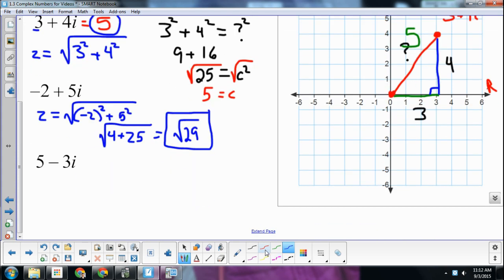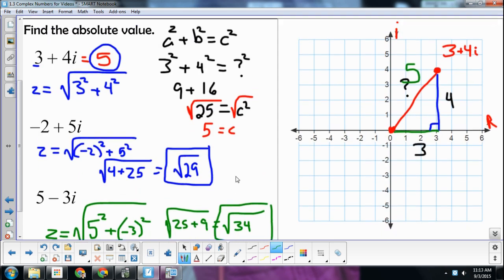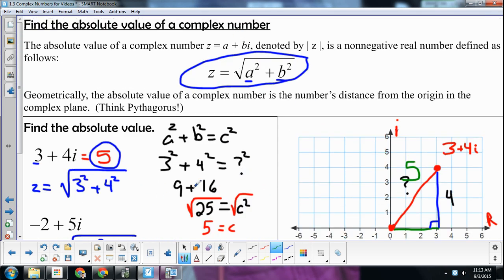One more example, 5 minus 3i. To find the absolute value, we take the square root of a squared plus b squared. b is negative 3. 5 squared is 25. Negative 3 squared is 9. So the square root of 25 plus 9, well, that's going to turn into the square root of 34. Once again, 34 has no perfect square factors other than 1, so this is a simplified answer. There you have it, finding the absolute value of a complex number.